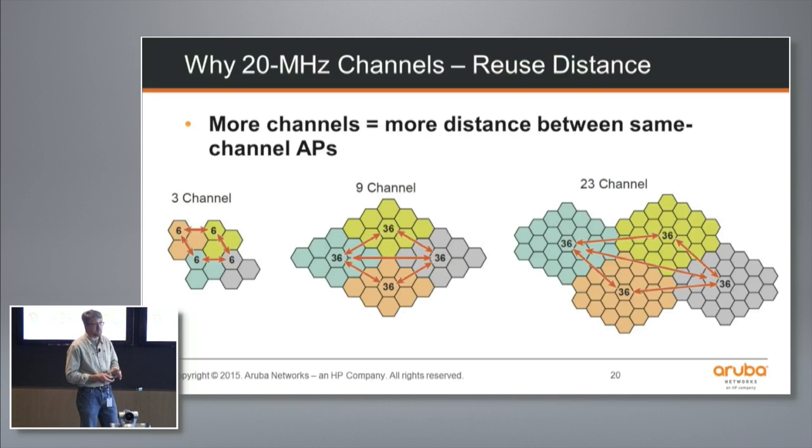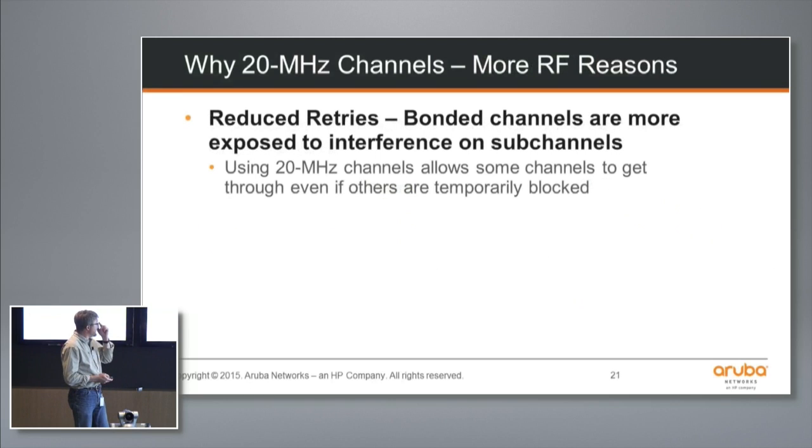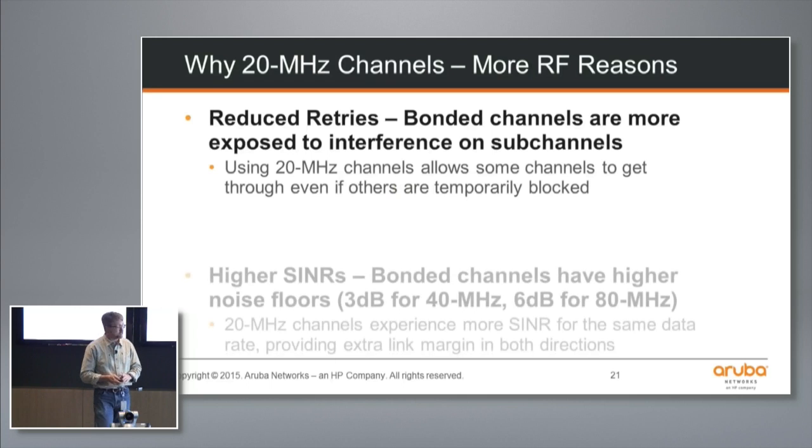You can see how the distance between the same channels increases, which helps me with adjacent channel interference. And in an environment like this, if I'm attempting spatial reuse, I increase my probability of success if I have more physical separation between those APs. The next reason is that I'm reducing my retries. If I'm bonding channels, then I take the risk that one of the channels might not be clear. If my primary is clear, but my secondary is busy, the whole transmission might block, right? So using the smaller channels allows them to all go at the same time.